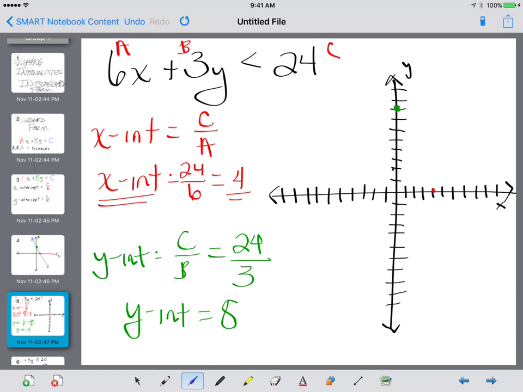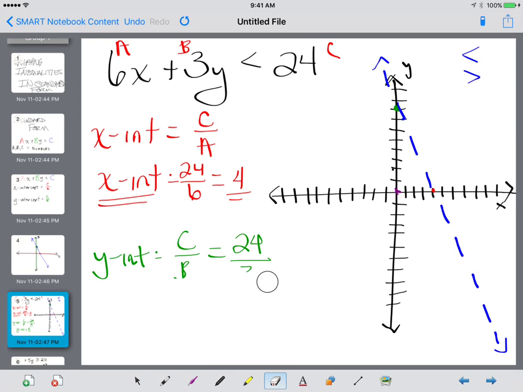Because this is an inequality, if you remember, a symbol that doesn't have a line underneath is a dashed line. So when I connect these, I'm going to connect them with a dashed line. Now to figure out which way I'm supposed to shade, I either have to shade on the left side of the line or the right side of the line. We always like to pick this point 0, 0.